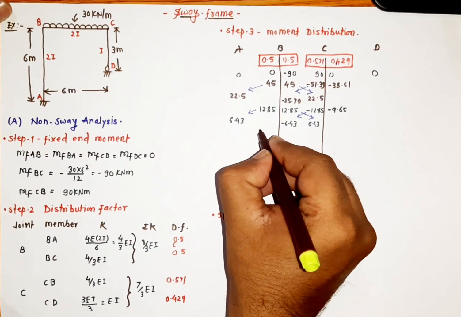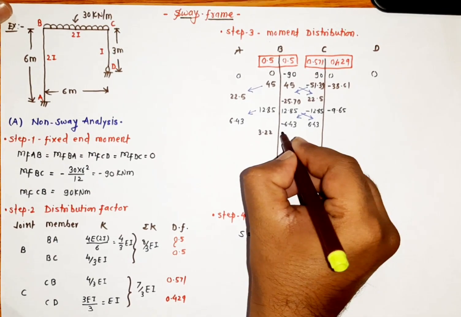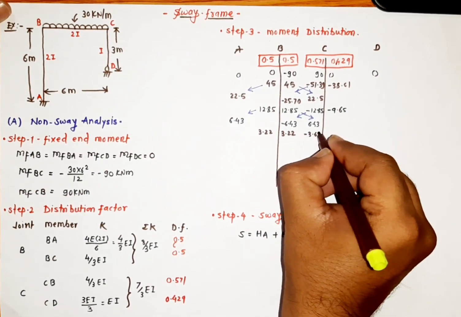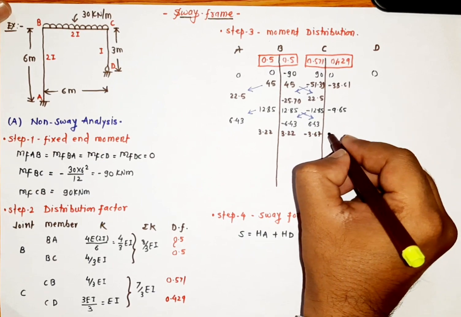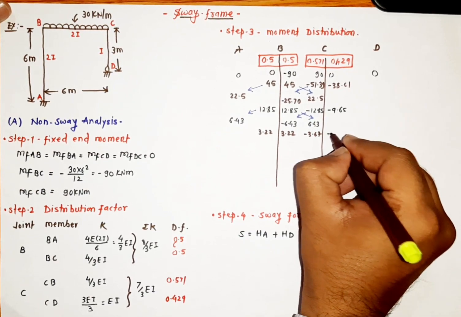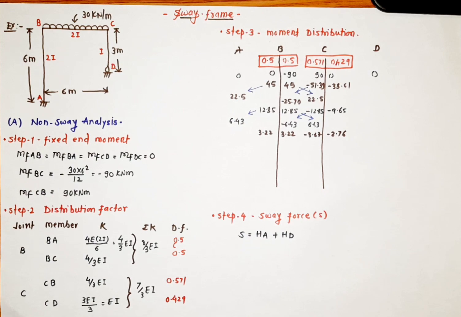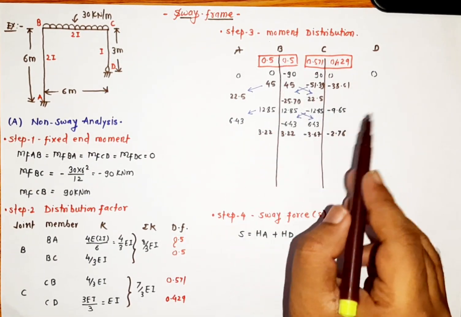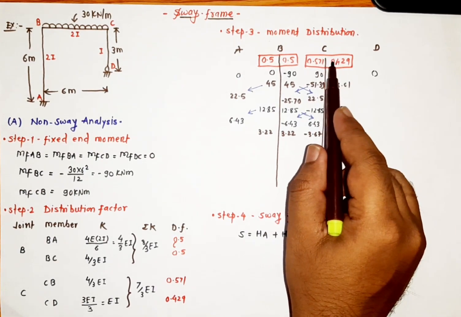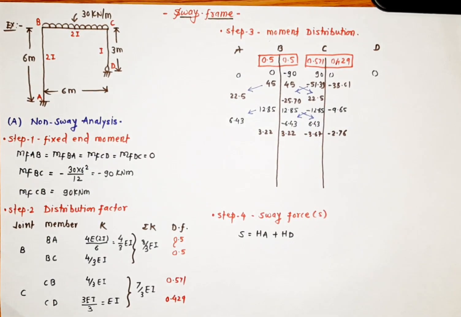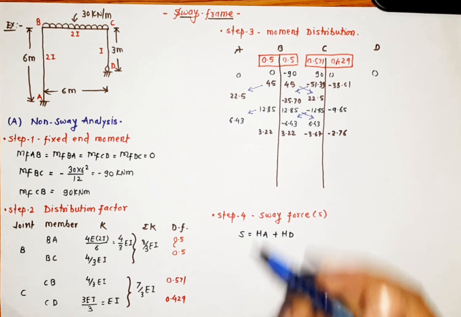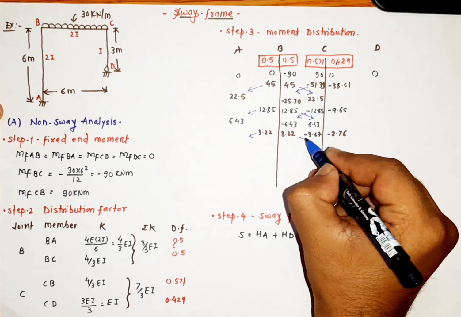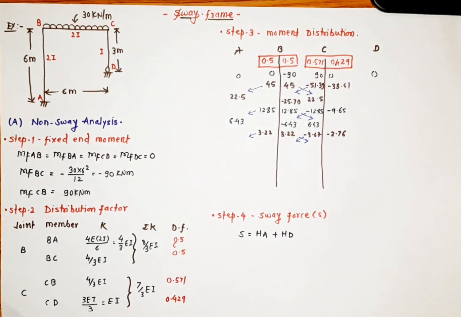So it will be 3.22, 3.22, again minus 3.67, and this will be minus 2.76. So these are the answers. Multiplying this with these two distribution factors, this with these two distribution factors, and write down the opposite sign of this addition. So now next we have to transfer half to the fixed end, from B to the A, from B to the C, and from C to the B.